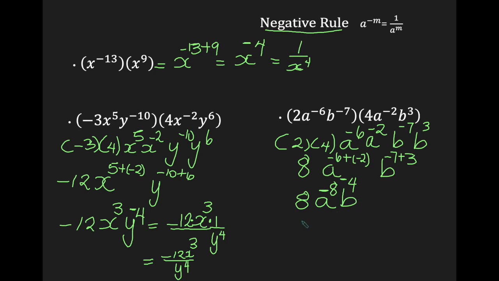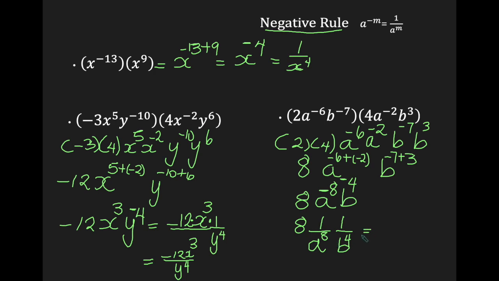But remember, negative exponents are not allowed. So I get 8. When I rewrite the a to the negative 8th power, I get 1 over a to the positive 8. And the b, which is raised to the negative 4 power, rewritten in the positive form, is 1 over b to the positive 4. Remember, when you write in the positive form, the negative exponent goes away.